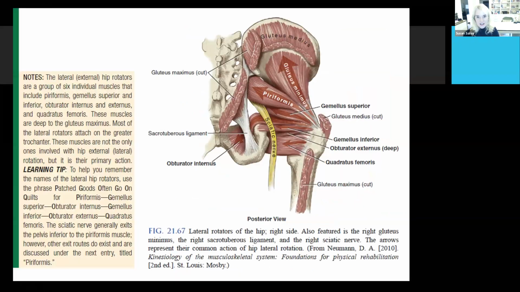So another fun picture. I'm able to use pictures from other Elsevier titles. I really like Newman's Kinesiology textbook. This is one of the pictures that got added to the new edition. You can also see the notes section and again, the learning tip. So very, very easy for students to learn when they have great resources, great pictures, and condensed practical information.